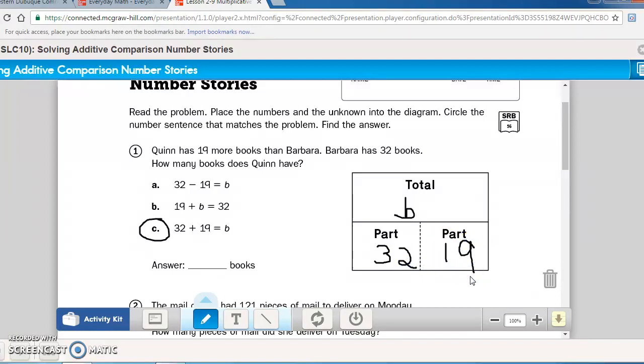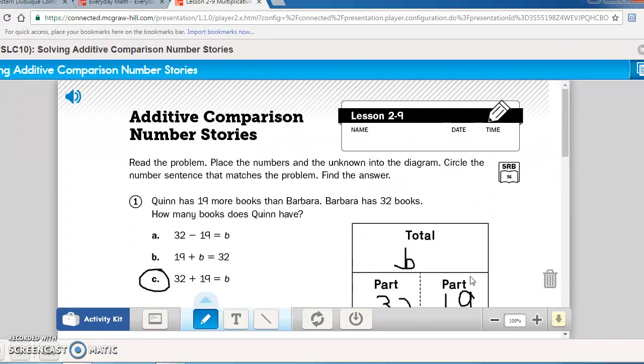So please finish this page and page 76. Turn it in to me and let me correct it, and I will show you what you did right. Or if you did get something wrong, I can help you correct that, and then you will be done with lesson 2-9.